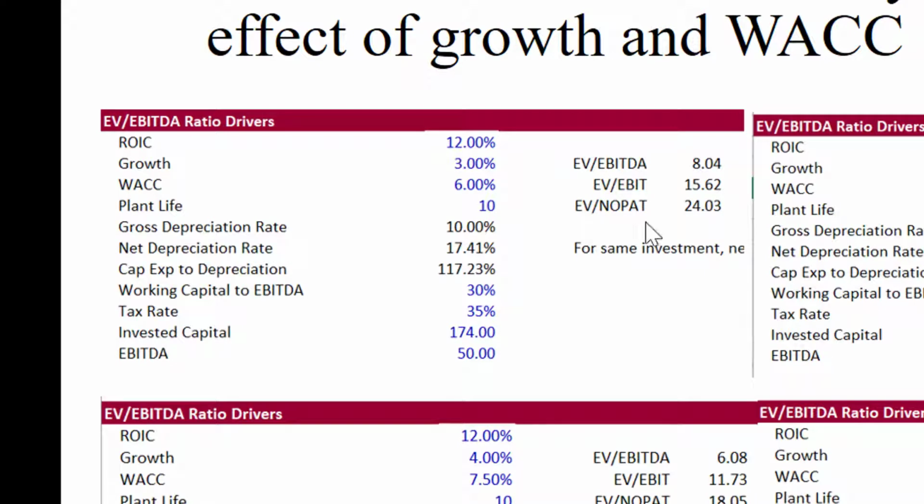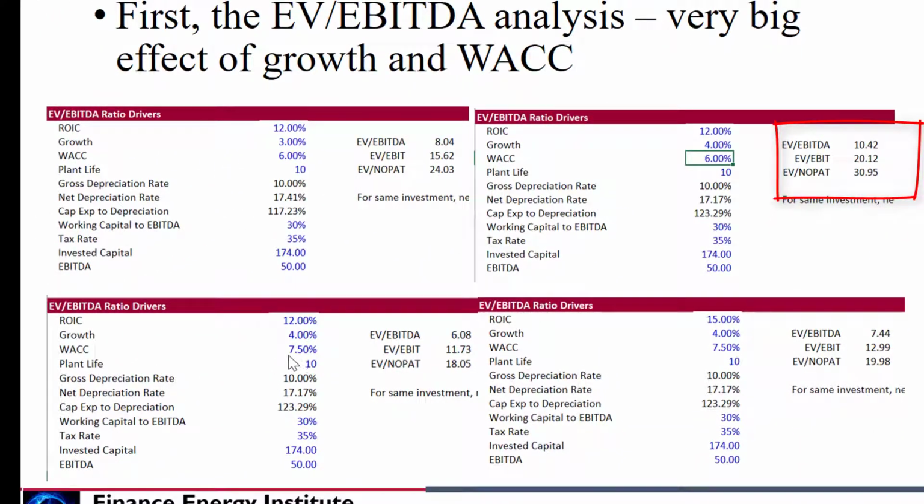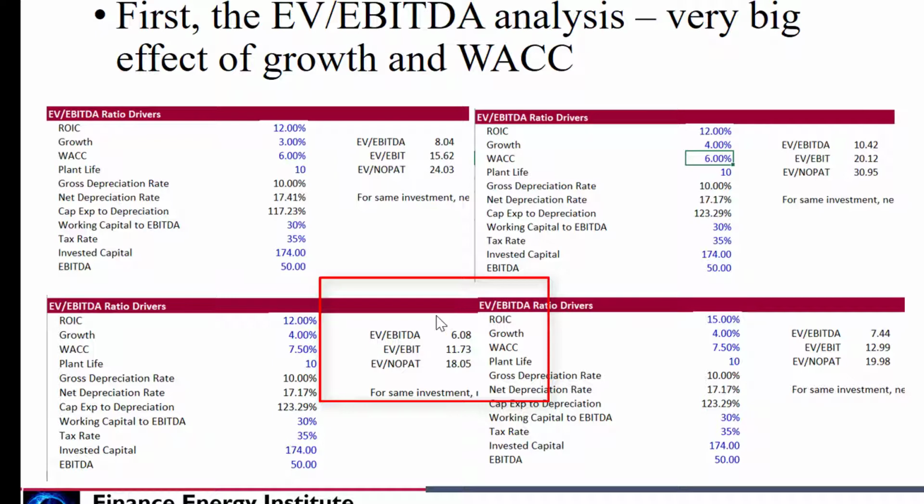In fact, growth rates, a little bit of a difference. Where's this one? The growth went from 3 to 4, and the EV to EBITDA went from 8 to 10. Here, I changed the cost of capital. I increased the cost of capital, and this dropped way down. The WACC has an enormous effect on the EV to EBITDA. And the ROIC has an effect too, but less of an effect.